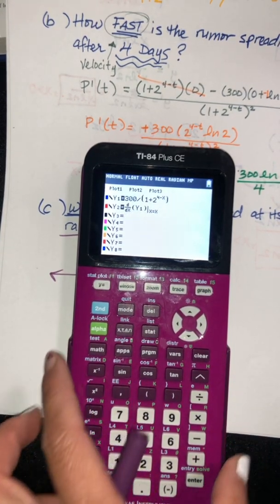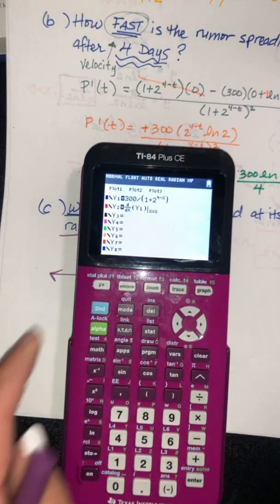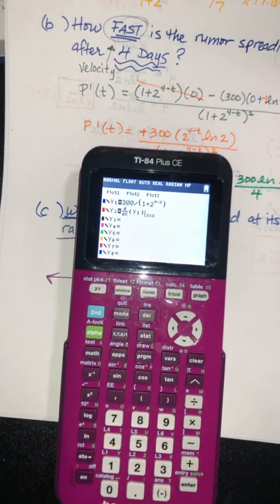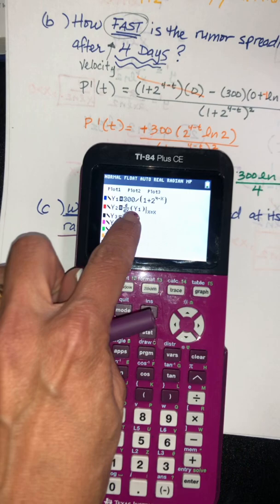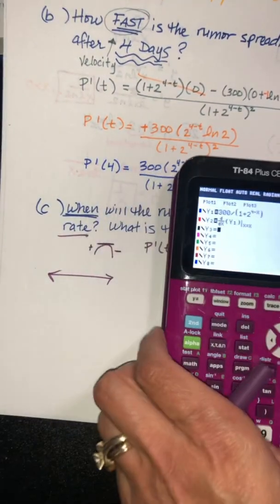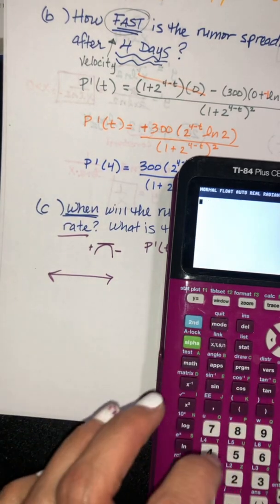Okay. So what I want to do is I want to go to the regular screen and take the second derivative of this derivative. So this y2 is my first derivative. I want to take a third or a second derivative. Okay. So I want to exit the screen.